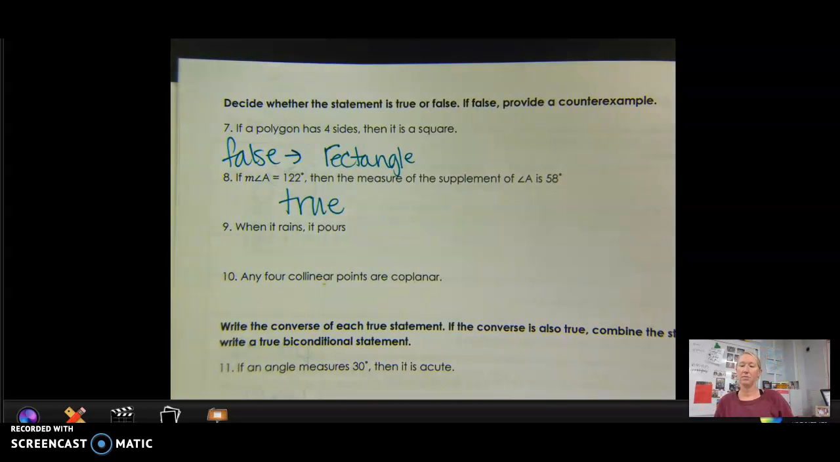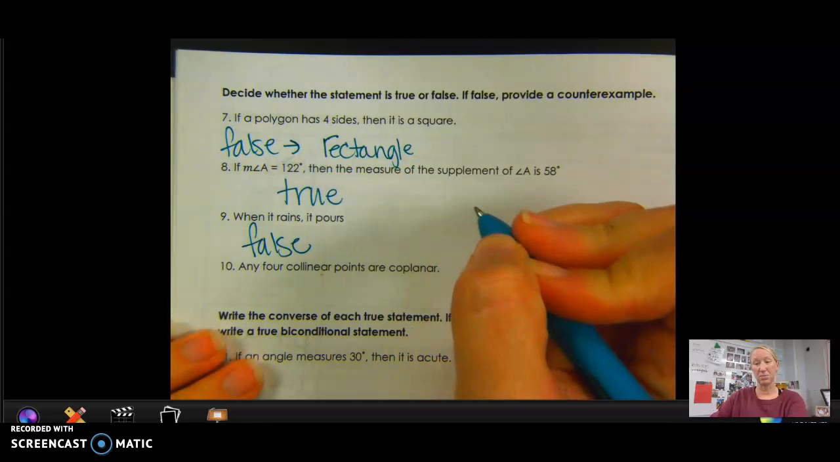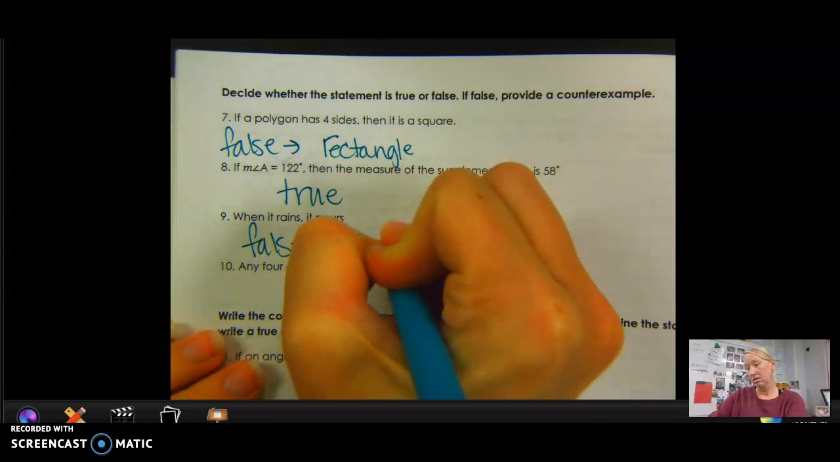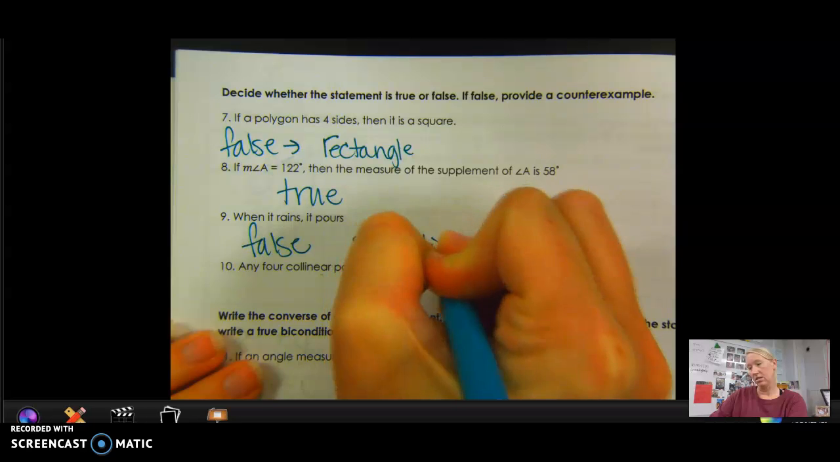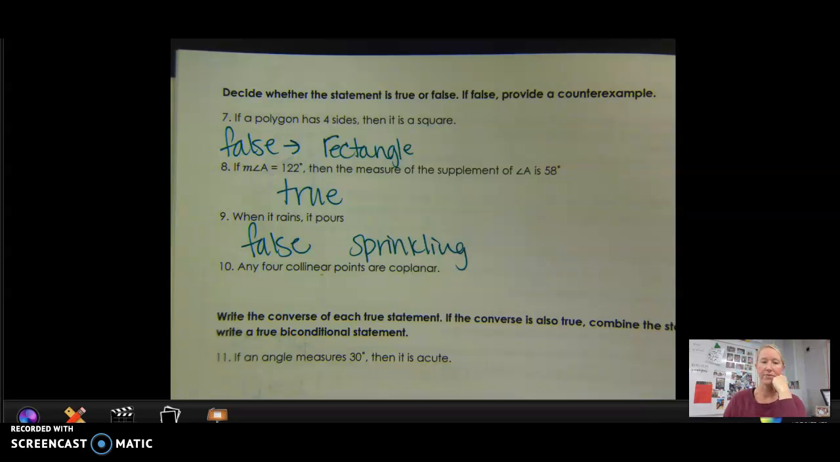When it rains, it pours. So that is saying that if it is raining outside, then it has to be pouring down. Well, that would be false, right? Because what else could it be doing? It could be sprinkling. It could be a light rain. It could be like spitting, like barely raining, right?